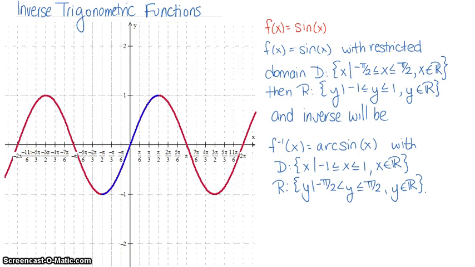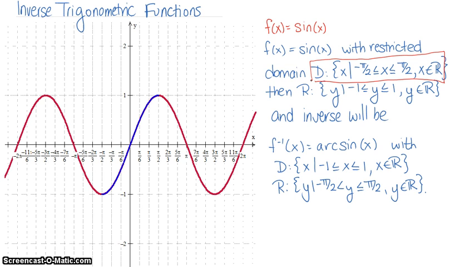Inverse trigonometric functions, we're first going to look at the sine function. The red graph that I have drawn here is your sine function, sine of x. Now, in order for it to have an inverse, we need to be 1 to 1. So we're going to restrict our domain to just the blue area. That way it passes the horizontal and the vertical line test. This then creates our domain between negative pi over 2 and pi over 2.